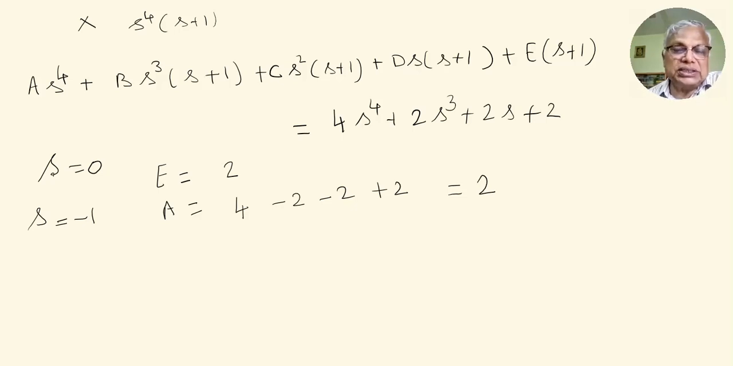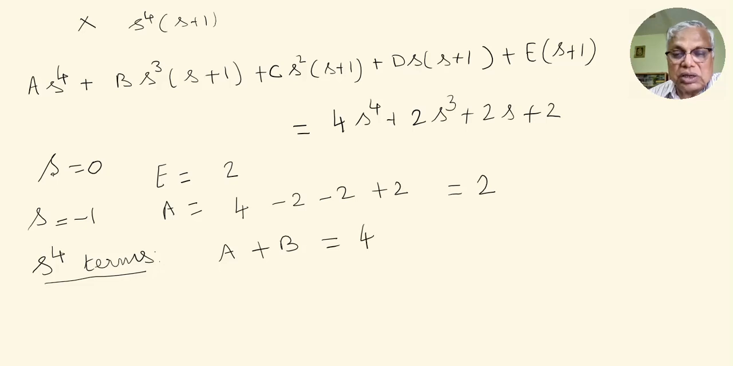Now you can assign some other values, like 2 or 3 or anything. The easier way is to compare the coefficients. So that will be easier. Let us take s power 4 terms. If you compare the coefficients of s power 4, on the left hand side you have A here and B s power 4. There is no other s power 4. So you have A plus B, and on the right hand side, the s power 4 term is 4.